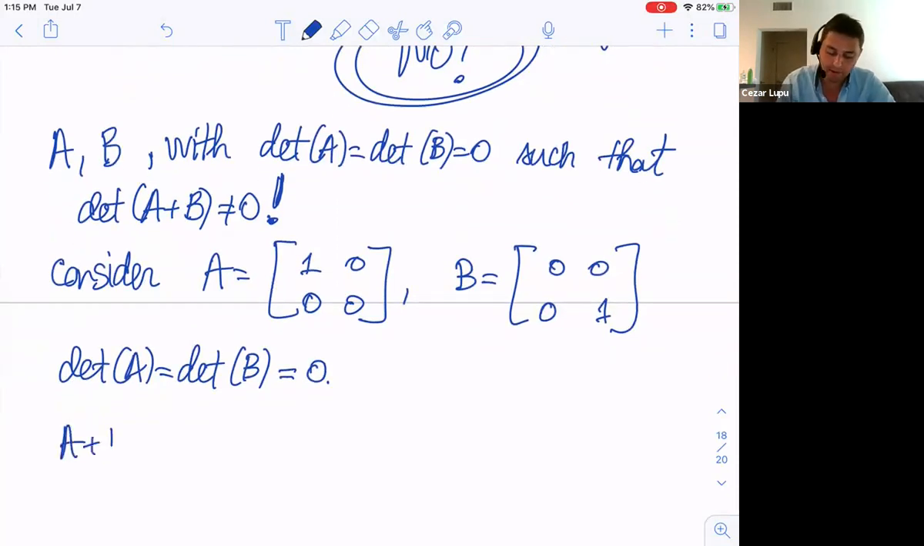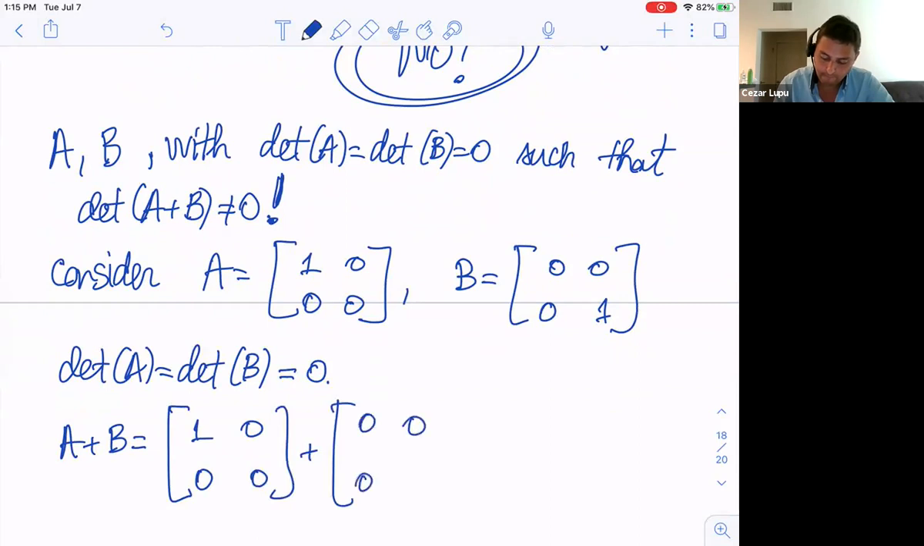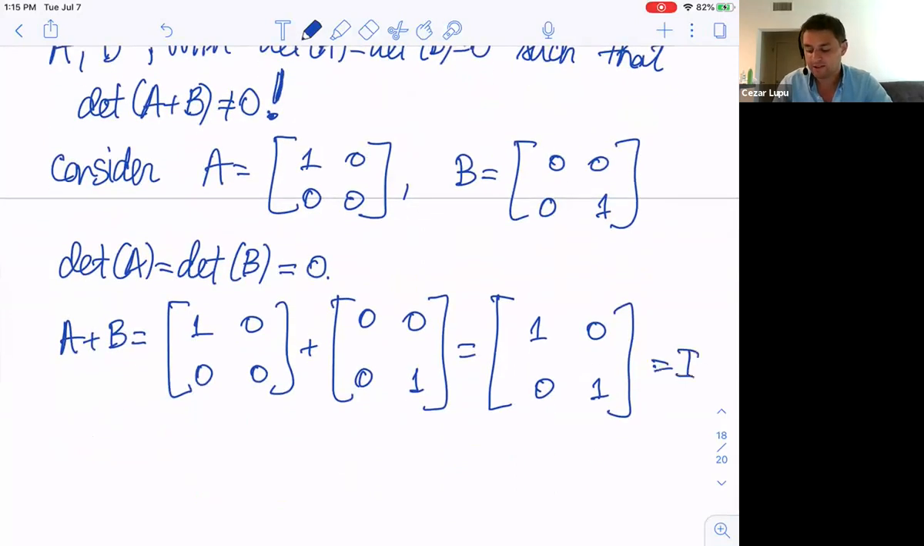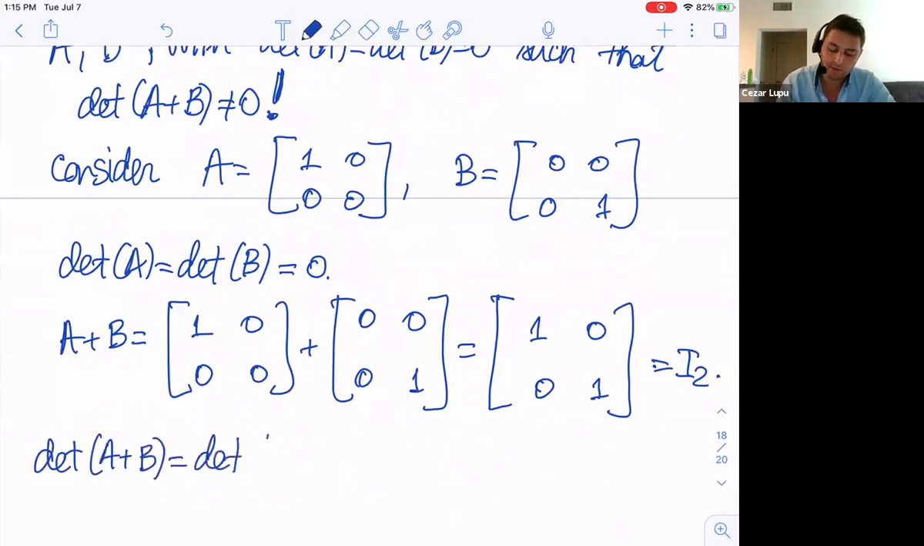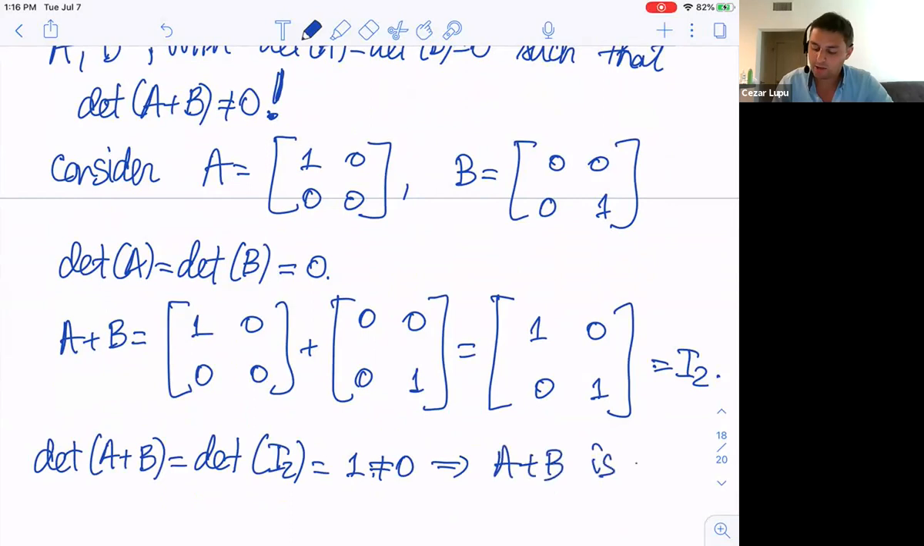But now if I look at A plus B, let's add them. This will be nothing else than [[1, 0], [0, 1]]. Perfect. This is nothing else than the identity. And the determinant of A plus B is the same as the determinant of the identity, which, you know, is 1. Surprisingly, 1 is different from 0. So this means that A plus B is not singular.